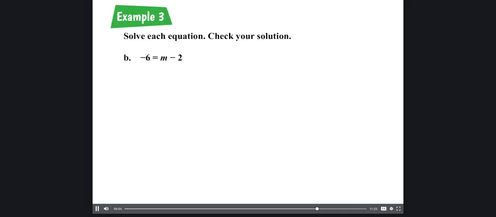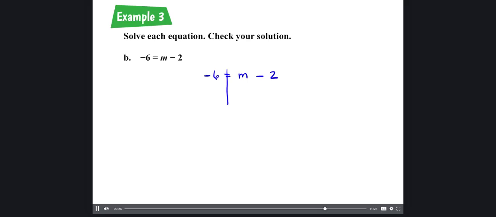Problem B. We'll do this problem together. Negative 6 equals m minus 2. Copy the equation negative 6 equals m minus 2 and draw a vertical line through the equal sign to help stay organized. We need to get m by itself by removing the minus 2.